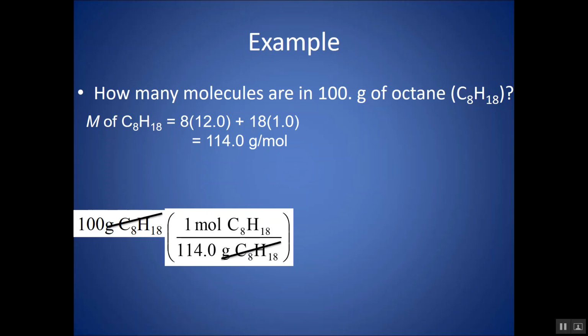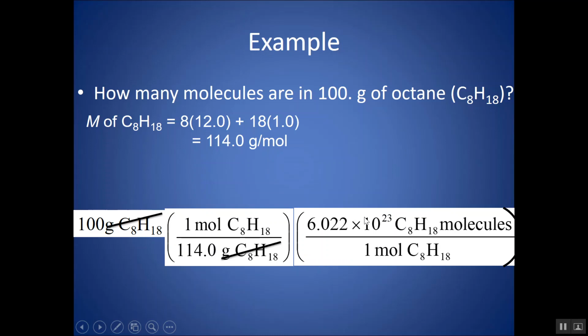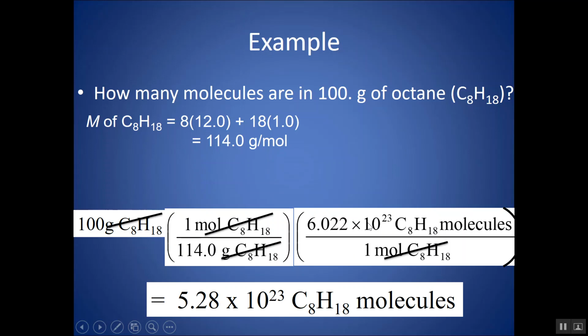So these cancel out, and now I have 6.022 times 10 to the 23rd C8H18 molecules for every 1 mole, because moles can now cancel out. So notice I changed grams into moles first, and then moles into the number of molecules using 6.022 times 10 to the 23rd. Remember, whenever they say how many atoms or molecules, this is the number I want to use. So here's my answer.